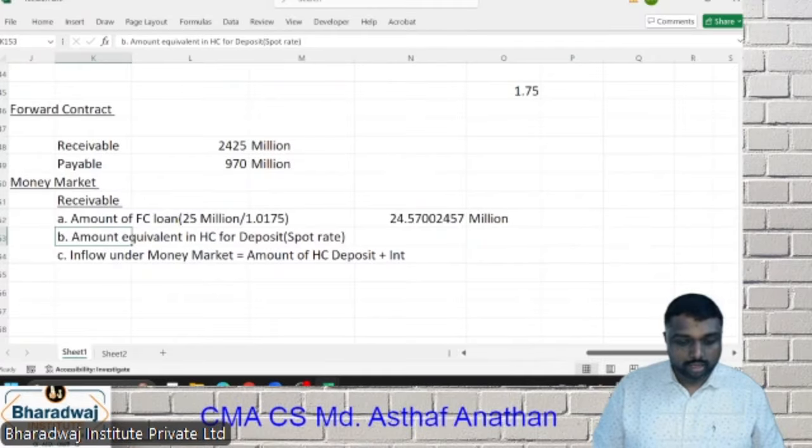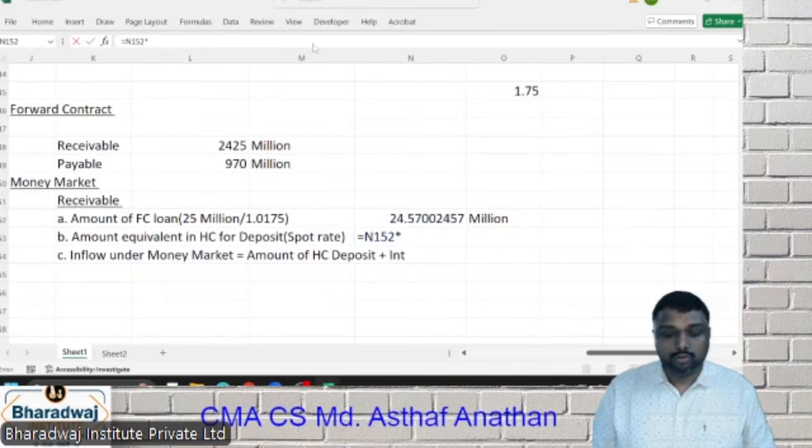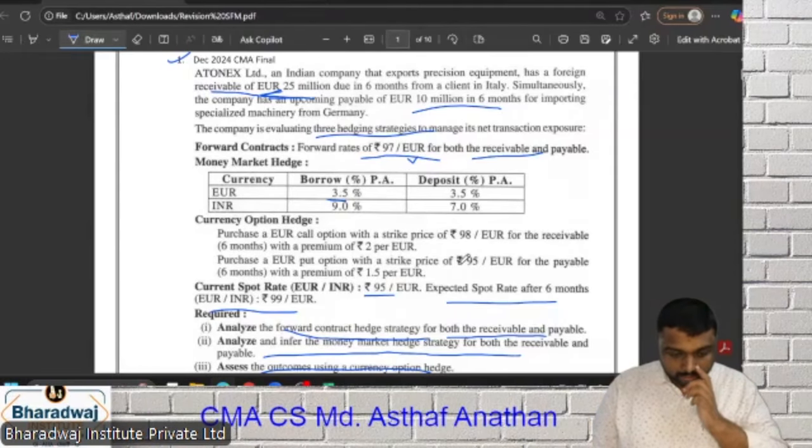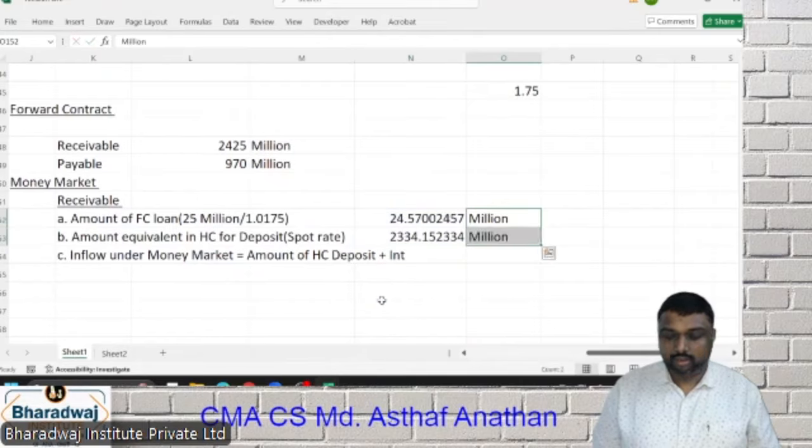So what will be the amount? You will go with spot rate. So this amount you have to multiply with the spot rate. What is the spot rate? See here, current spot rate is 95. So this is the amount you will get.